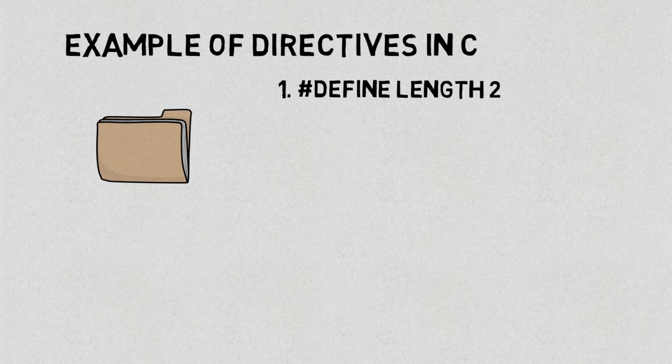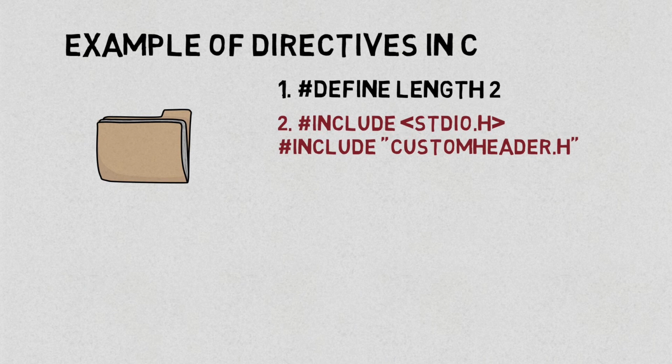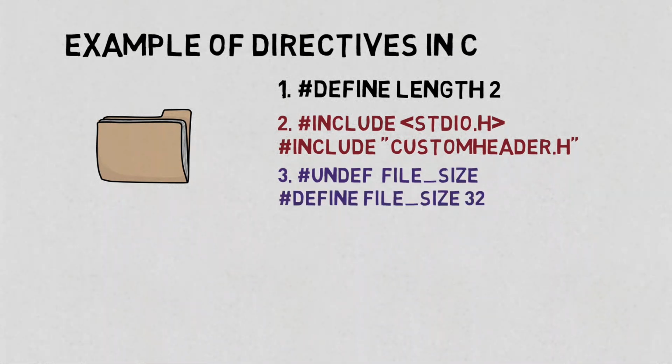The second example is #include. As we have seen this previously, we are going to revise it once more. #include <stdio.h> using angular brackets means that you are going to the standard library directory and searching for the file. Whereas if you are using double quotes, it means that you are going to the current directory first and then searching in the next directories. Great. Now let's move to the third one, #undef and #define.